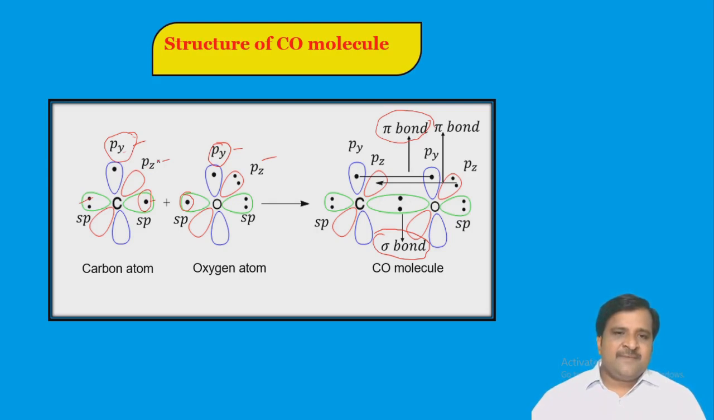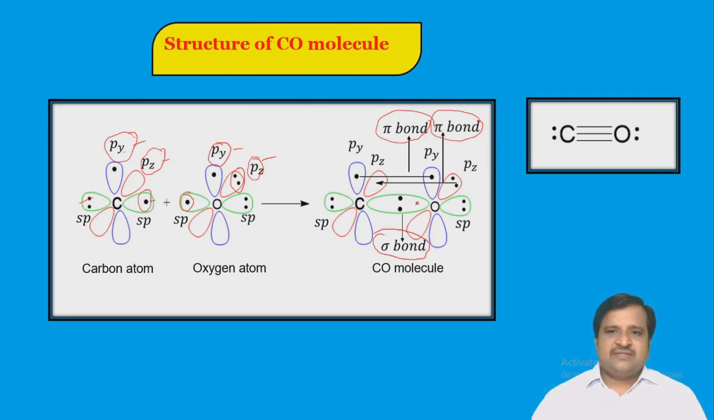And next, the carbon contains the vacant pz orbital, and the oxygen pz orbital has a lone pair of electrons. Now the oxygen pz orbital electrons are donated to the vacant pz orbital of the carbon, forming another pi bond. So the second pi bond is formed between the carbon and the oxygen. So totally there are three bonds between the carbon and oxygen: one sigma bond and two pi bonds. And the carbon has one lone pair, and oxygen also has one lone pair. So this is the structure of the CO molecule.